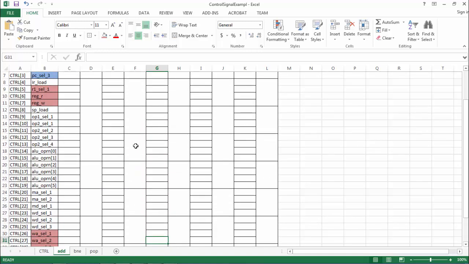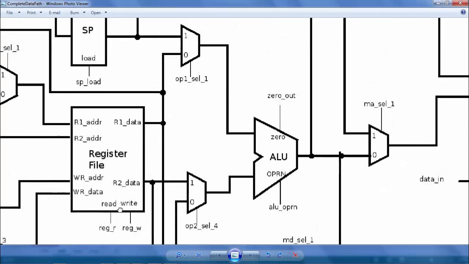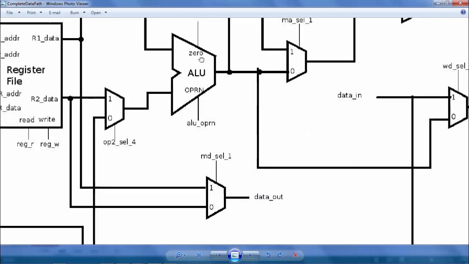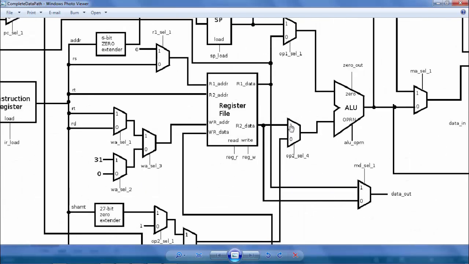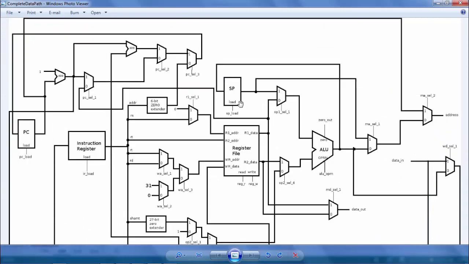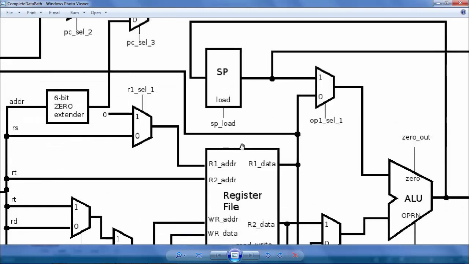And what other groups? SP load is pretty much standalone. This is a stack pointer load control signal. Oh, here is the stack pointer, right? This is a stack pointer register. So SP load is pretty much standalone. It's not related to any grouping or anything like that.